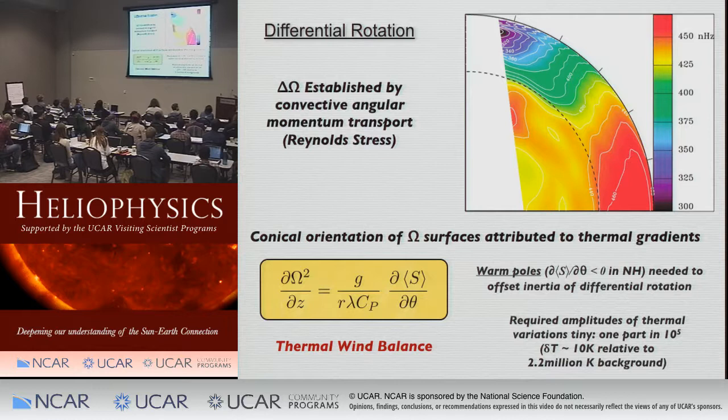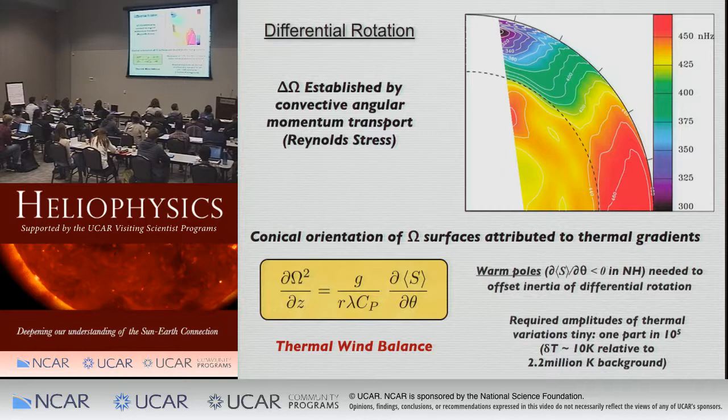It's a balance between the Coriolis force, the pressure gradient, and the buoyancy. And if you work it out and say that the convection zone is nearly adiabatically stratified, you get that d by dz of omega is proportional to the latitudinal entropy gradient. Entropy you can think of as similar to temperature in a stratified atmosphere. So this says that if you have warm poles, so if d omega dz, omega, so this is a line of constant z.